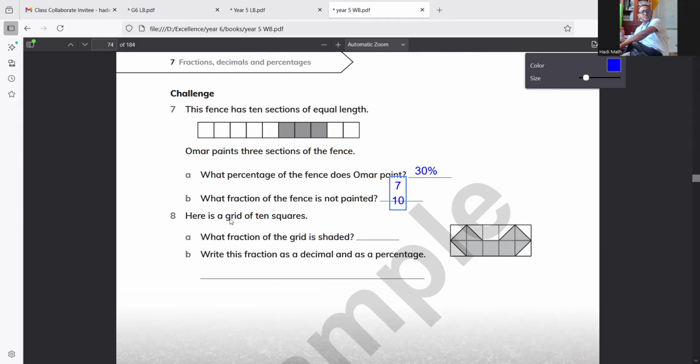They say here is a grid of 10 squares. What fraction of the grid is shaded? Count them. Those two, you count them as 1. Then this is 2, 3, 4. Those two as 5. And this one as 6. So as a fraction, it is equal to 6 over 10.